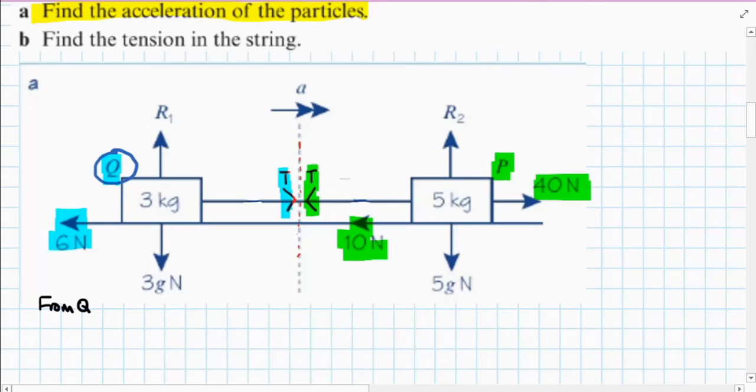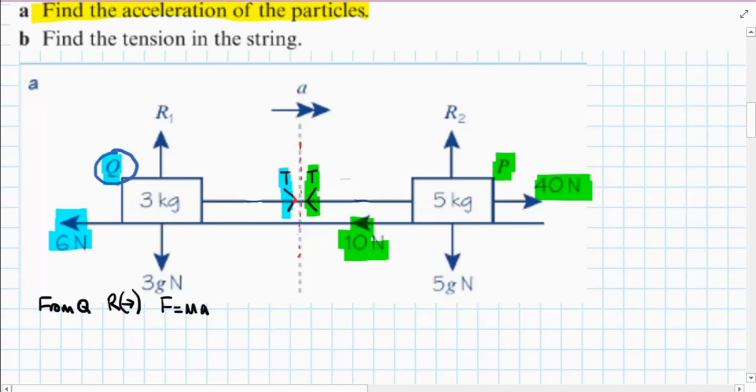So if we resolve horizontally, and we use our strategy again of F equals ma, Newton's second law, we know our particles are moving to the right. So that must mean this tension here must be bigger than the frictional force of 6 newtons. So when doing force equals mass times acceleration, we put our biggest force first, which is the tension, and we take away from that the forces that are counteracting that, the friction. Now that's equal to the mass of the particle, 3 kilograms, multiplied by its acceleration.